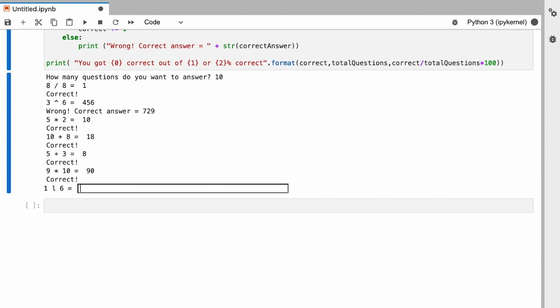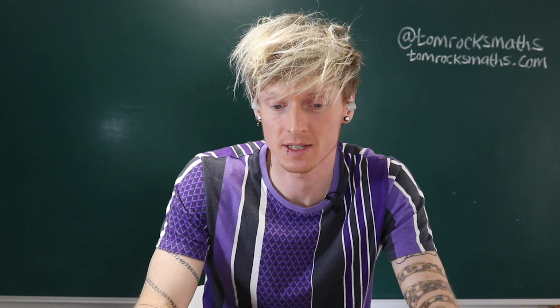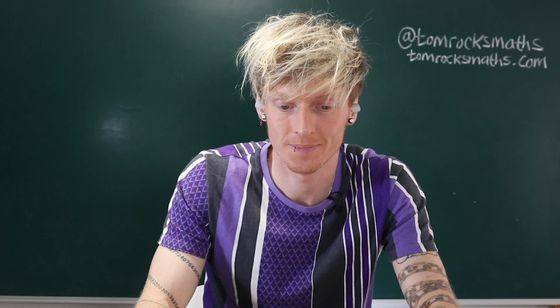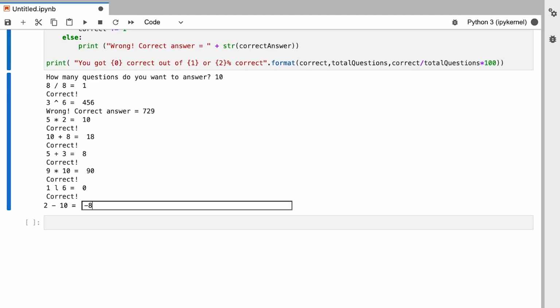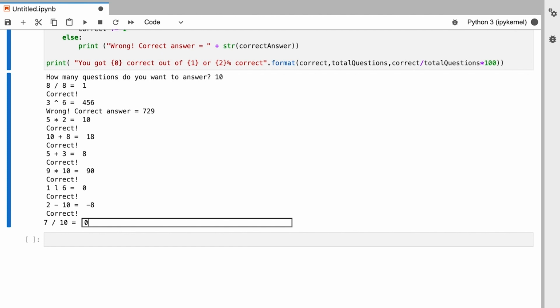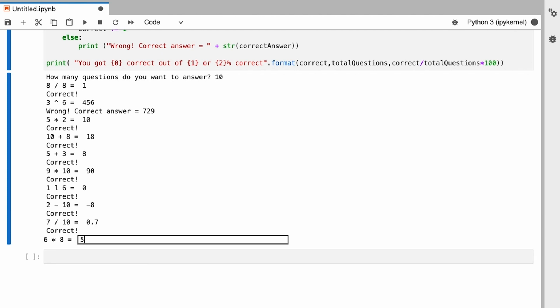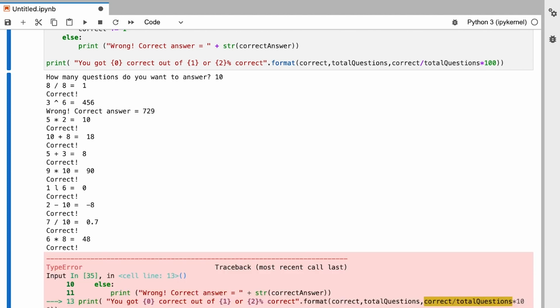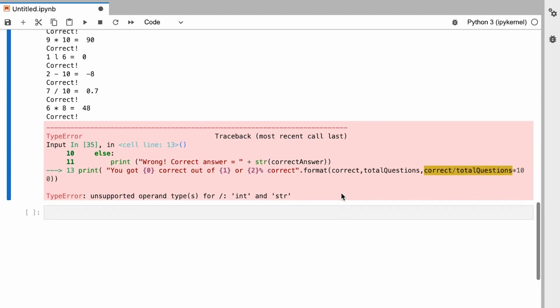1 log 6. So log to the base 6 of 1 is 0. Yes. 2 minus 10 is minus 8. 7 divided by 10 is 0.7. 6 times 8 is 48. No, I got that one wrong. Correct. And then we have an issue, right?